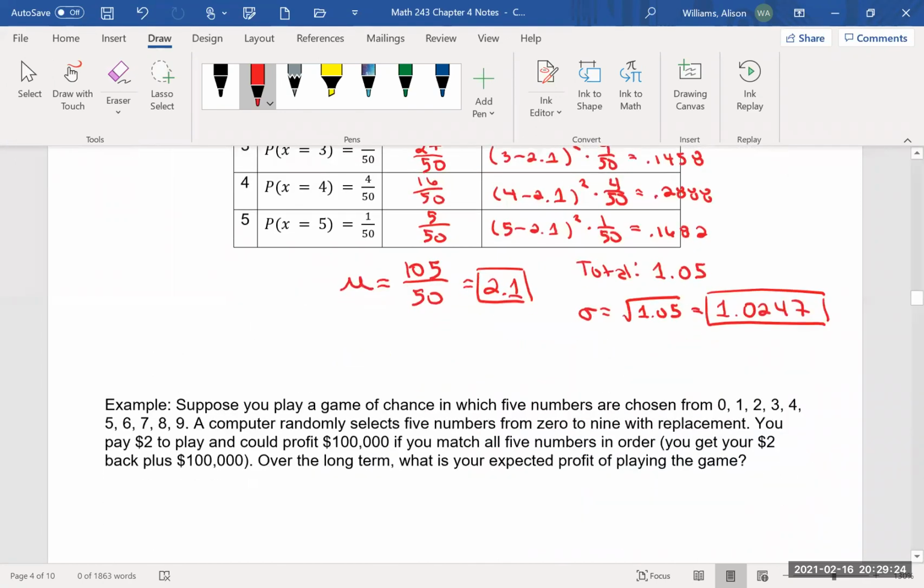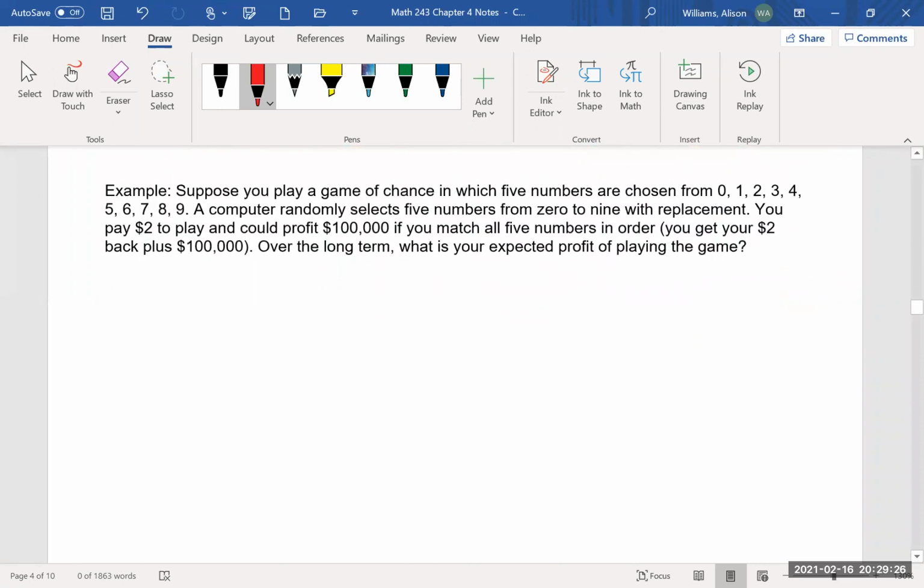Okay, let's look at another example. Suppose you play a game of chance in which 5 numbers are chosen from 0, 1, 2, 3, 4, 5, 6, 7, 8, 9. A computer randomly selects 5 numbers from 0 to 9 with replacement. So in other words, a number can pop up more than once according to the computer. So if it picks the number 0, it could pick 0 again later if it really wants to.